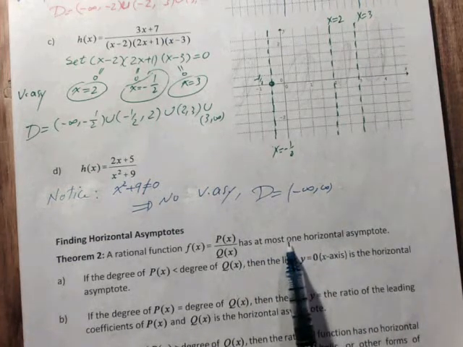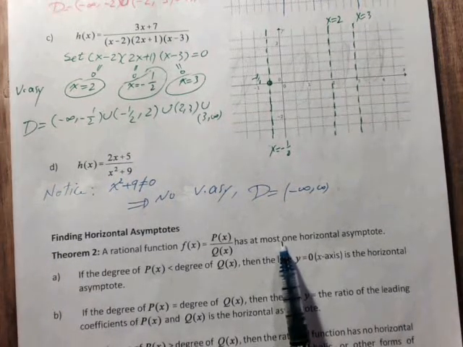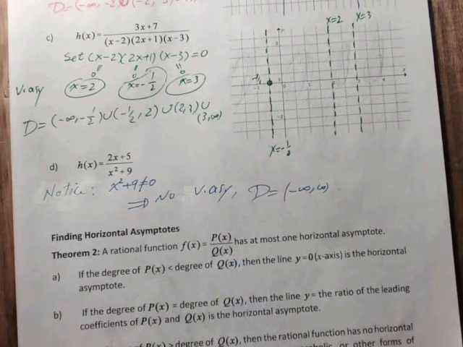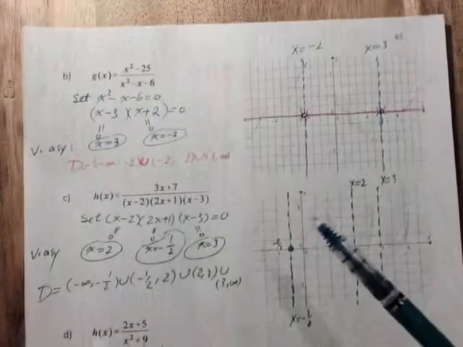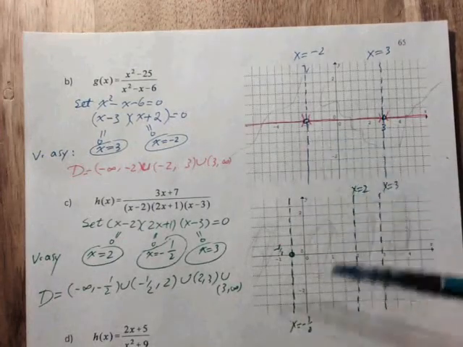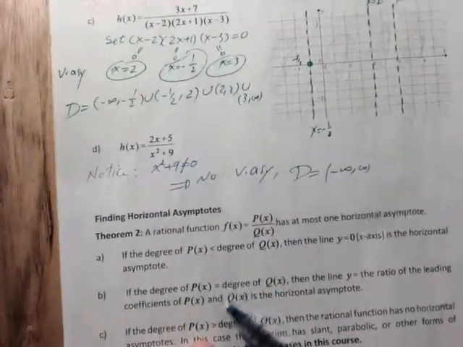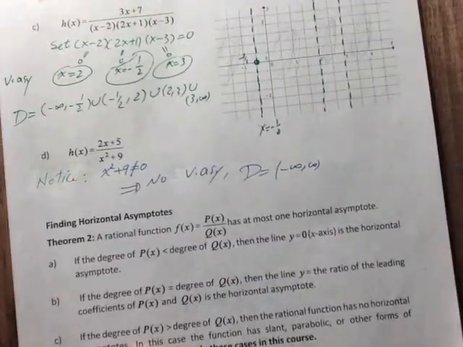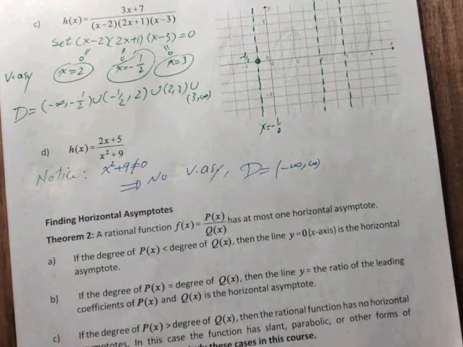You may not have any actually. Okay. So if it does have, it has one only. You may have more than one vertical asymptote. Like this one has two, this one has three, the previous one had one. But when it comes to horizontal asymptote, there is only one horizontal asymptote. Okay, and that's what this theorem tells us how to find it.